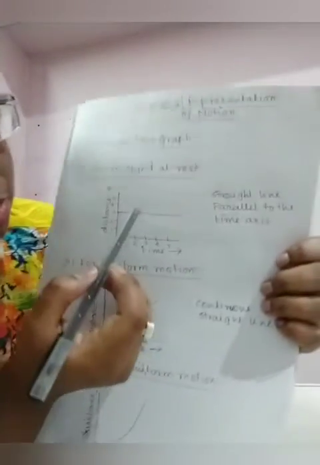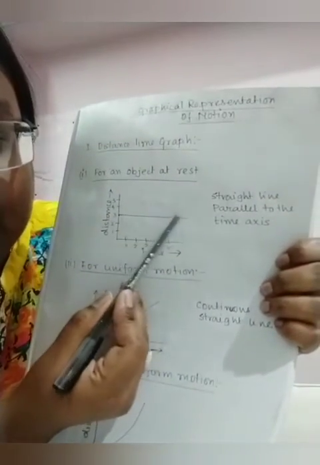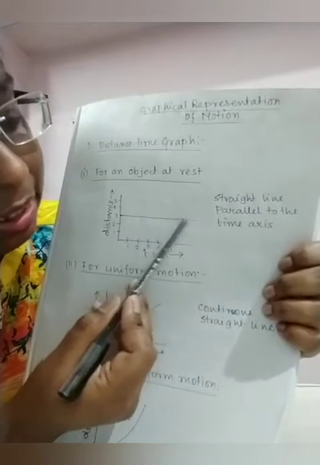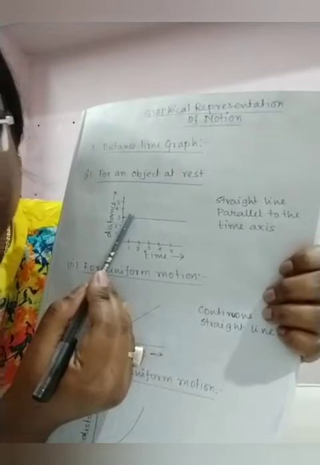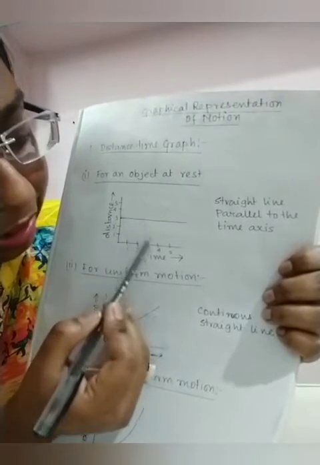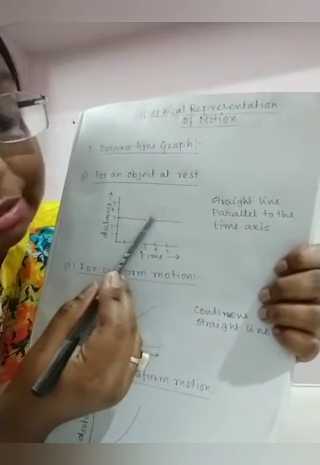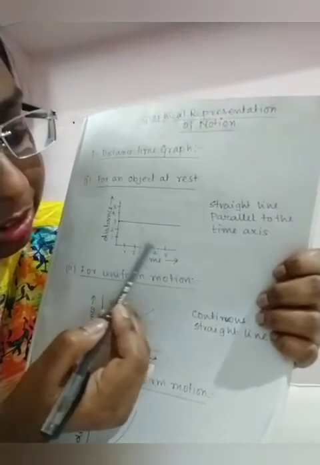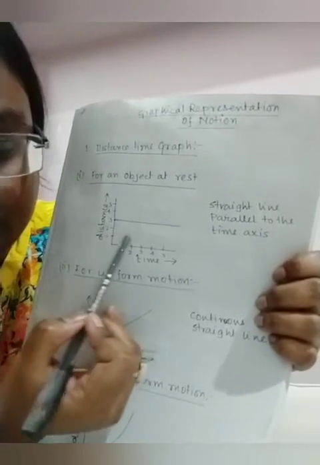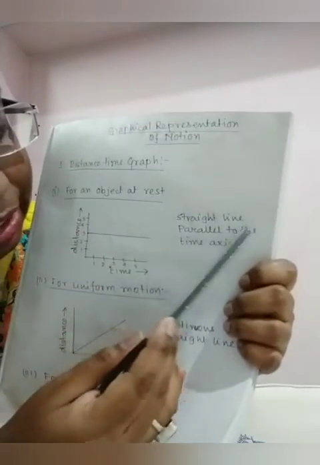Let's see. So for any object at rest, the graph will be a straight line, also a parallel line to the time axis. See, here the time is 1, but still the distance is 3. Time is 2, distance is again 3. Time is 3, distance is again 3. So with passing time, the distance remains the same. That's why it's a straight line parallel to the time axis. So if the question comes, what is the nature of the graph? The nature of the graph is a straight line parallel to the time axis.